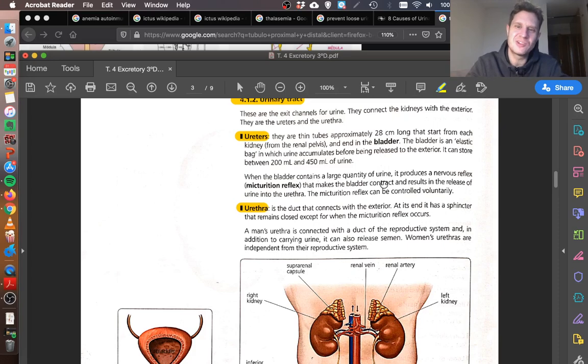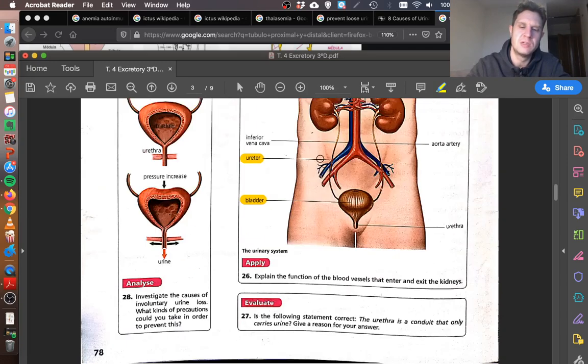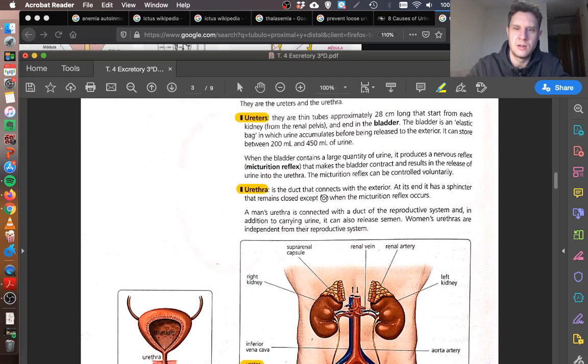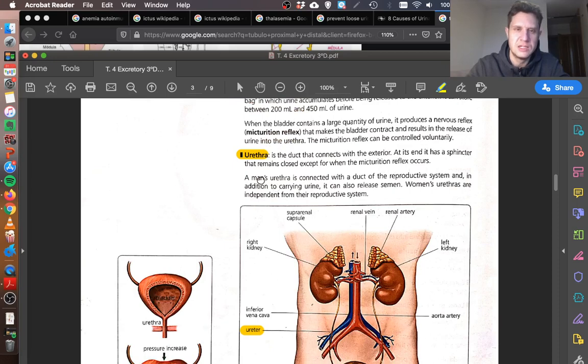That makes the bladder contract, and as a result, it releases urine into the urethra. Urethra here, yeah, the last part of the urinary tract. A man's urethra is connected with a duct of the reproductive system in addition to carrying urine. Yes, it has these two functions. It can also release semen.